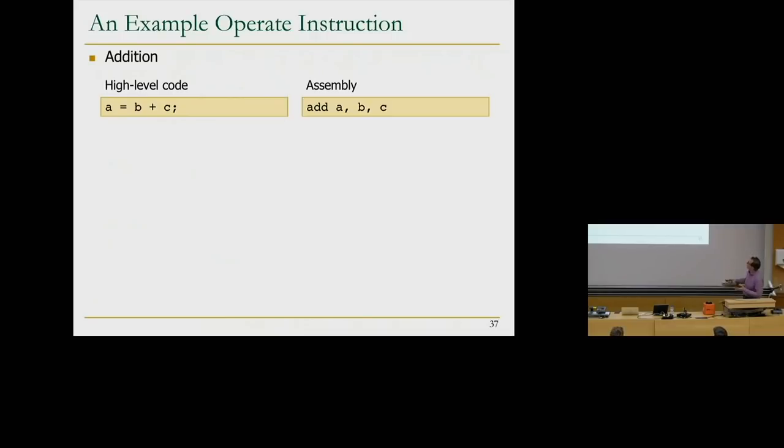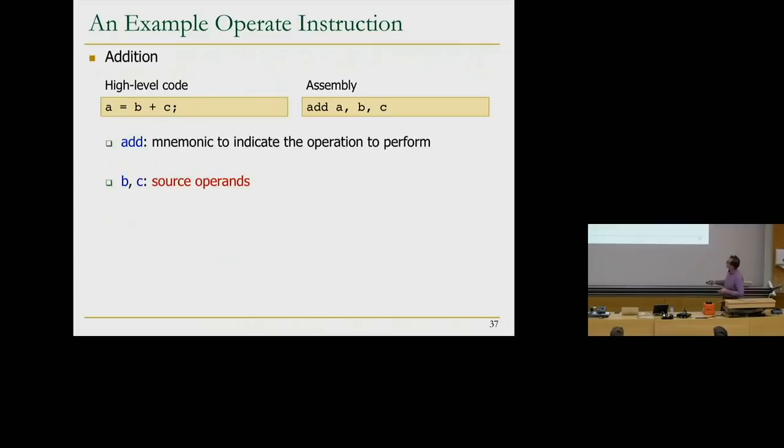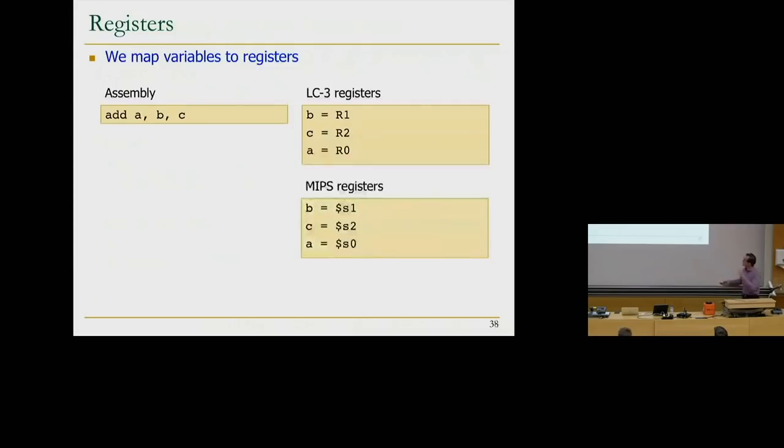Basically, add B to C and write the result into A. Add is a mnemonic to indicate the operation to perform. B and C are called the source operands. Remember, operands are things that the instruction operates on. In this case, you operate on B and C and do something to them, which is addition, and store the result into a destination operand, which is the destination A here. So this is basically the semantics of the instruction.